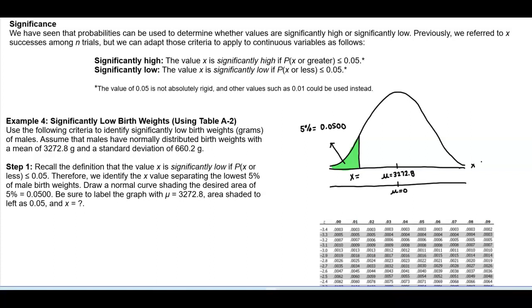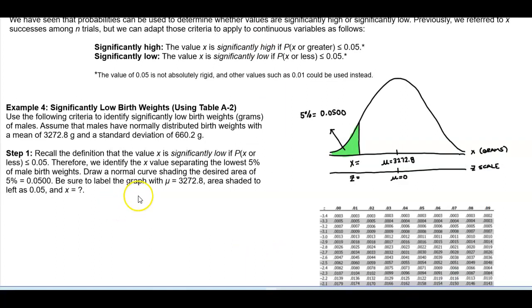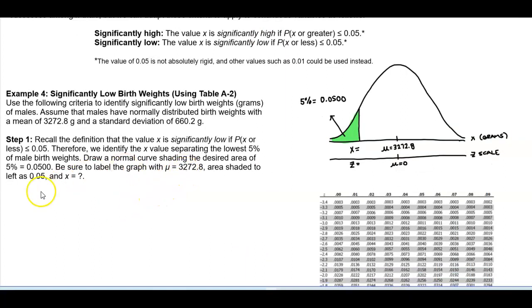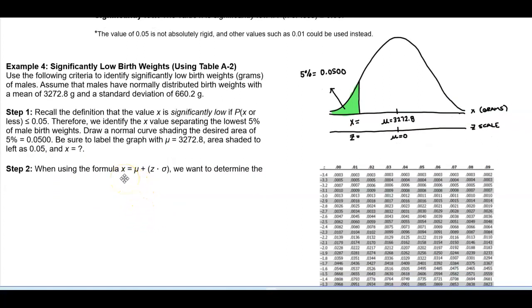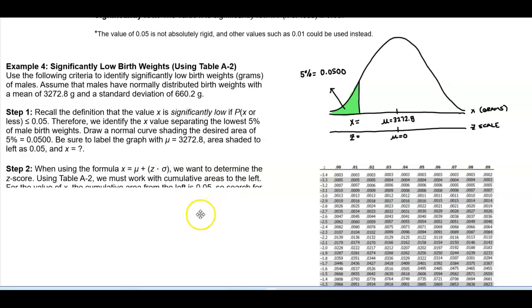So this is going to represent X, which is in grams. And this is our z-scale. And we want to find the z-score first that's associated with the area of 0.05. So we labeled our graph, we put our mean there, we shade the area to the left of 0.05, and then again we're looking for the value of X. Now, when using the formula X equals the mean plus z times the standard deviation, we want to determine the z-score.